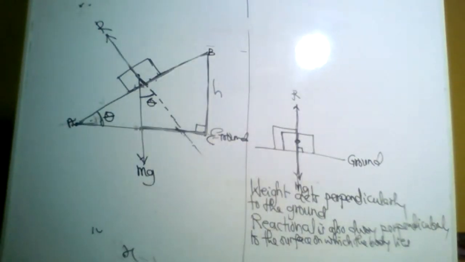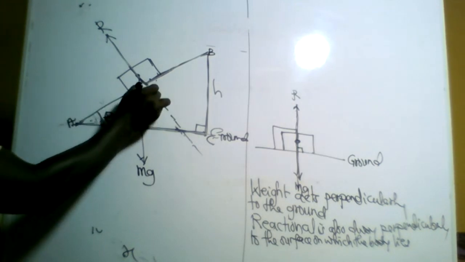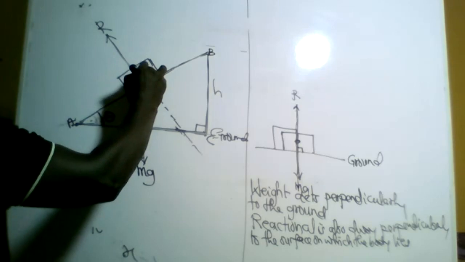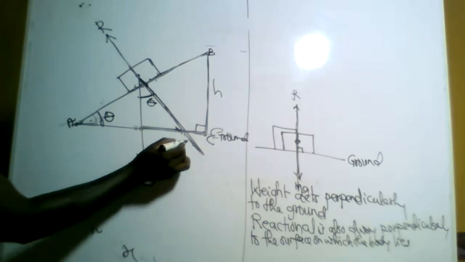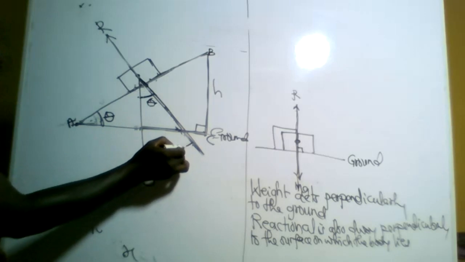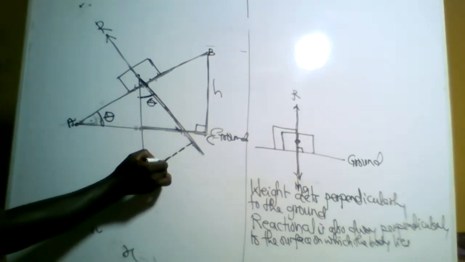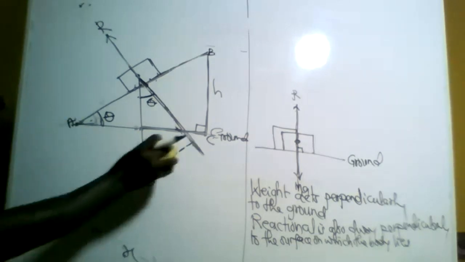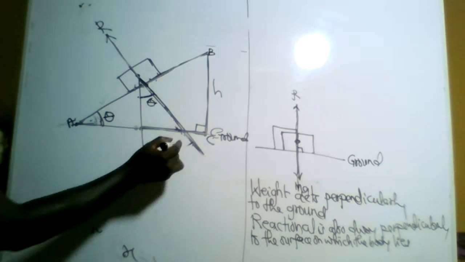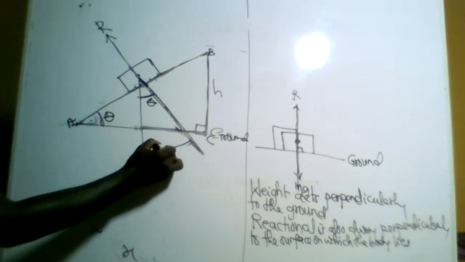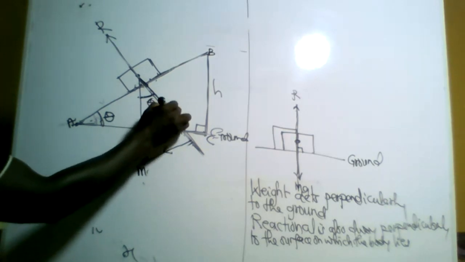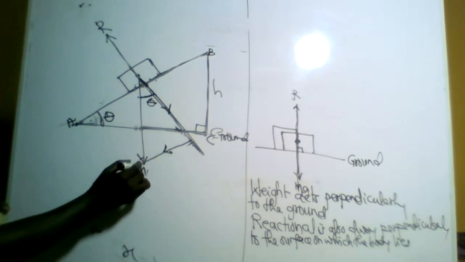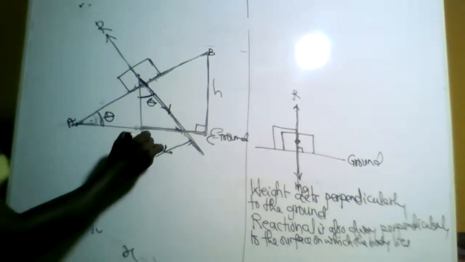Now, let's do something. This is weight. This is the angle of tilt. The side adjacent to the angle is this side. If you draw a perpendicular line from the adjacent, you have the opposite. So this side is the opposite. So with this side, and then we have the weight is given to us.